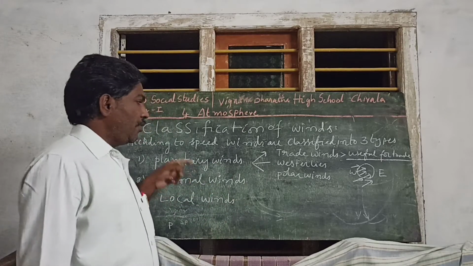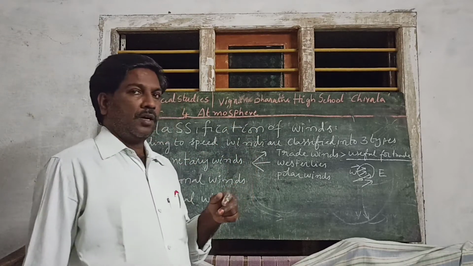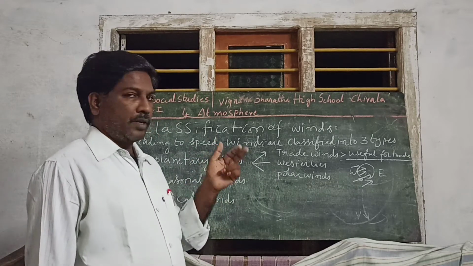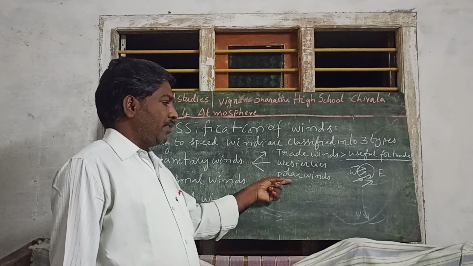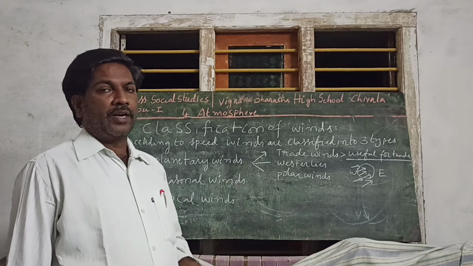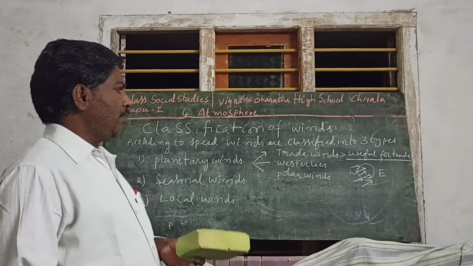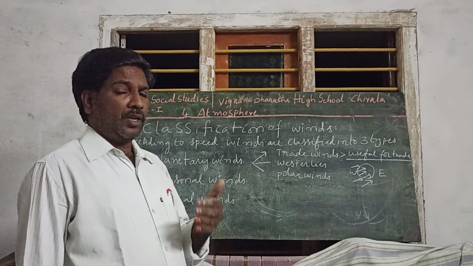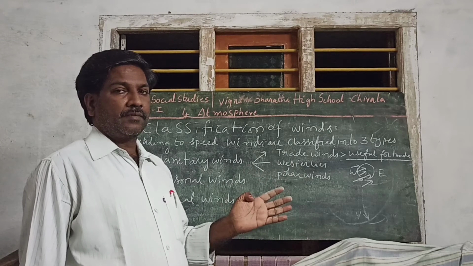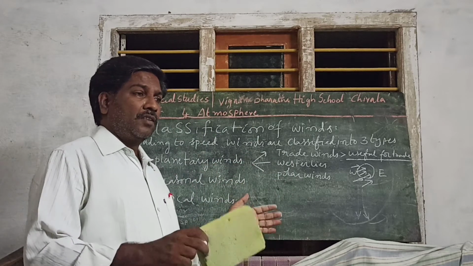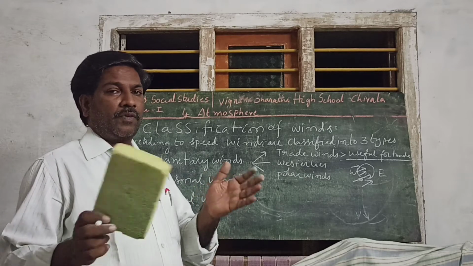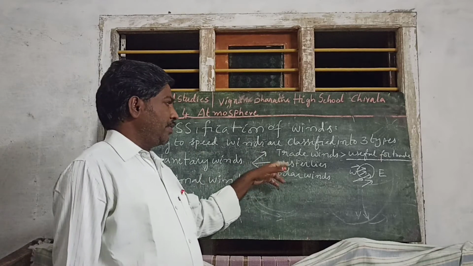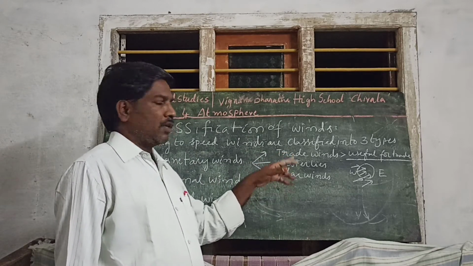Planetary winds are useful for agriculture, for traveling, and for rains, and sometimes cold winds also come. Those winds are very dangerous for human beings. Human beings get life because of rainwater. The winds carry the water in the form of clouds. That is the most important. So those winds are trade winds, westerlies, and polar winds.